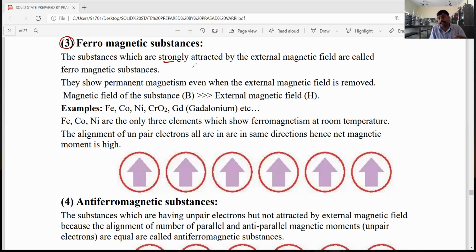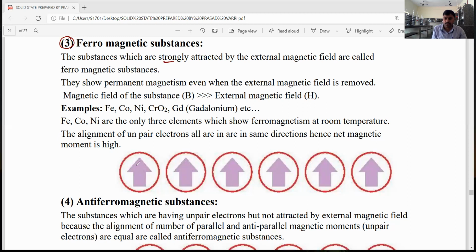Why are they strongly attracted? Because all the unpaired electrons are arranged in the same direction. That's why ferromagnetic substances are strongly attracted in the external magnetic field, whereas paramagnetic substances are weakly attracted because the unpaired electrons are randomly arranged, in different directions. That's why paramagnetic substances are weakly attracted by the external magnetic field.